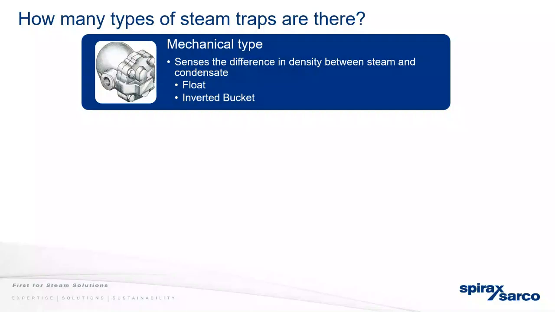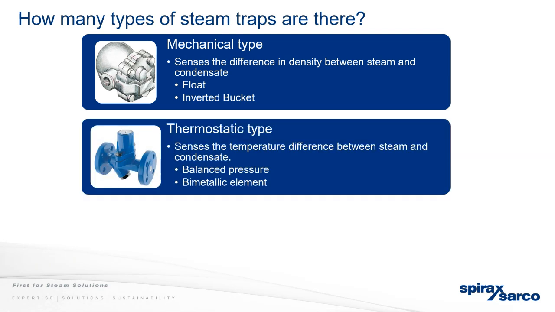So, we're going to cover the different types of traps and their usage. The first one is the mechanical trap, which covers things like float traps and inverted buckets. Thermostatic traps will be covered next. These are balanced pressure bimetallic element ones, and their usage and where we would best place them.